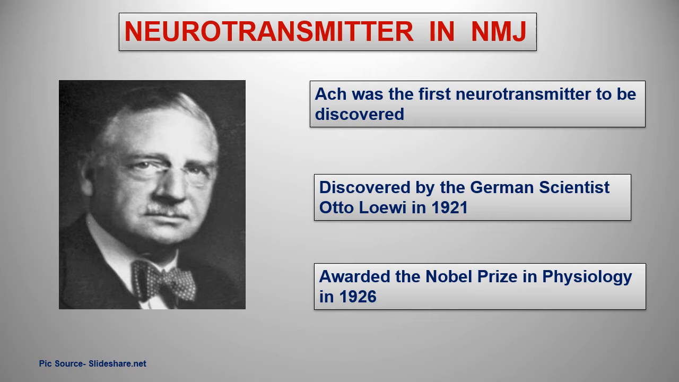Acetylcholine was the first neurotransmitter to be discovered. It was discovered by a German scientist, Otto Loewi, in 1921. The picture of the scientist is shown on the slide. For the discovery of this neurotransmitter, he was awarded the Nobel Prize in Physiology in 1926.